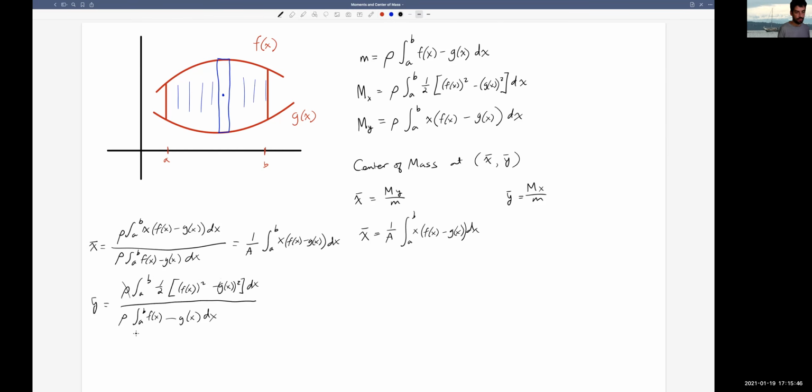Again, the rhos can cancel, and I'm left with 1 over the area times the integral in the numerator. I can also pull that 1/2 out, so either way is fine. I like to write it this way. Some people leave the 1/2 in the integral, f of x squared minus g of x squared dx. And so that's our y bar. So this gives us our 2 coordinates for the centroid.